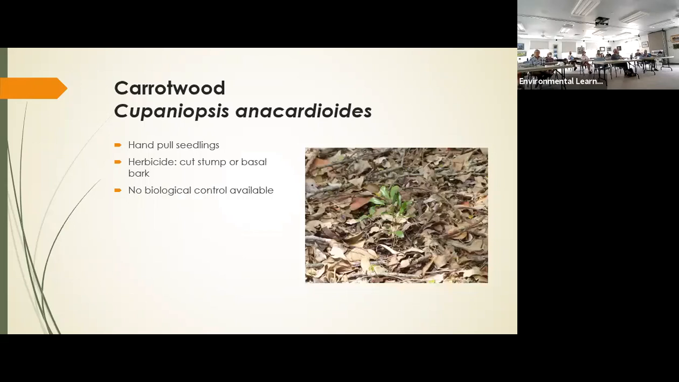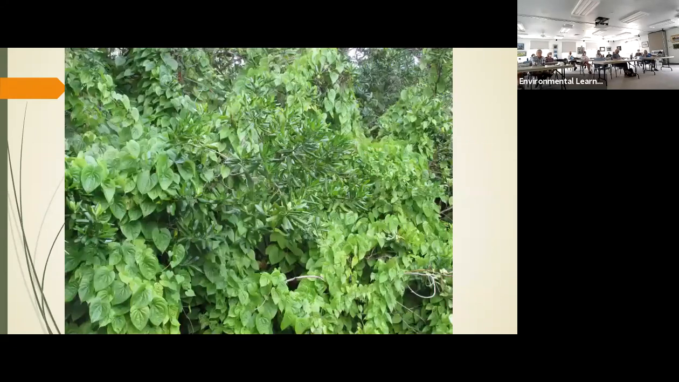Handful seedlings. They are responsive to herbicides. No biocontrol agents are available right now. And fortunately, they are now prohibited from commerce. They're not especially cold hardy, and they don't hold up very well to wind. So nature is helping us with those trees.